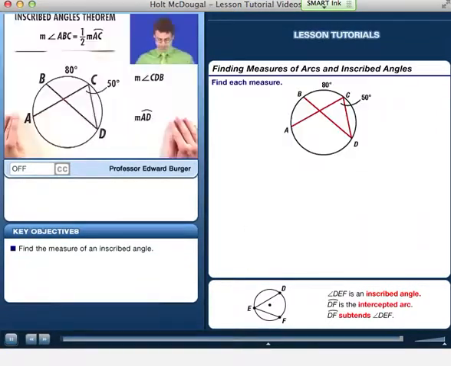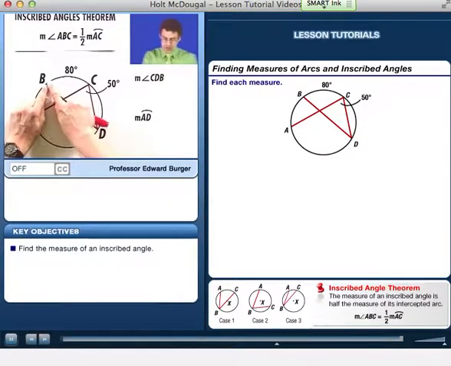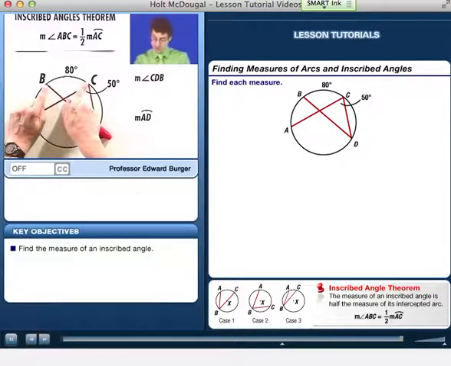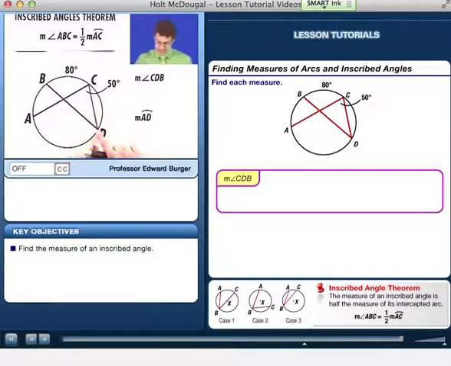So here's a neat picture. Got a circle, got a whole bunch of chords. Let's have some fun. We're given that the measure of this arc is 80 degrees. Remember, the measure of an arc is given in terms of degrees. We're also given that this inscribed angle formed by this chord and that chord is equal to 50 degrees. And our mission, should we choose to accept it, is to find the measure of angle CDB. So that's this angle right here.